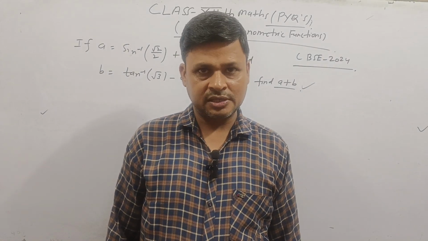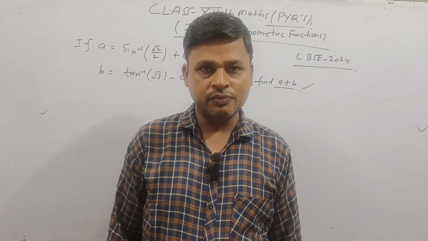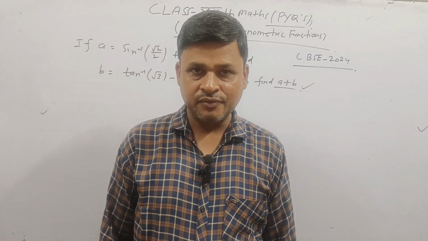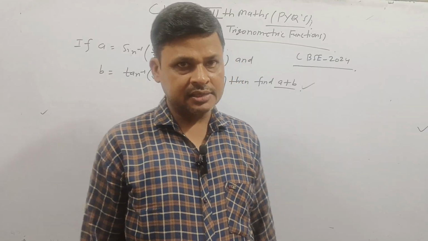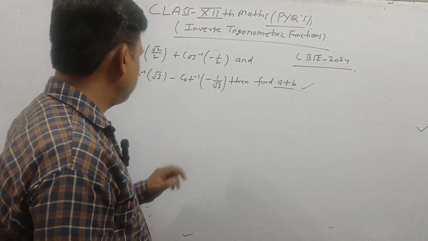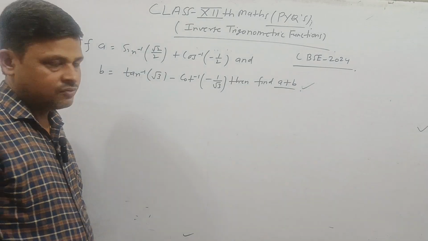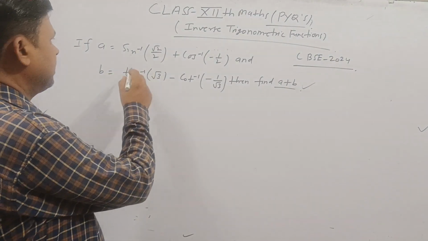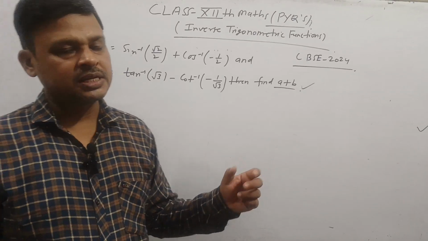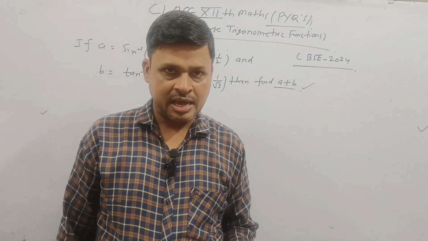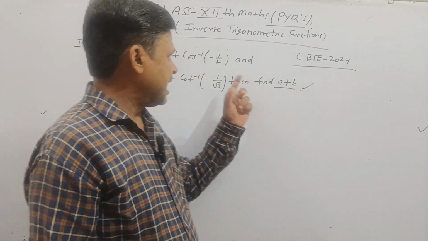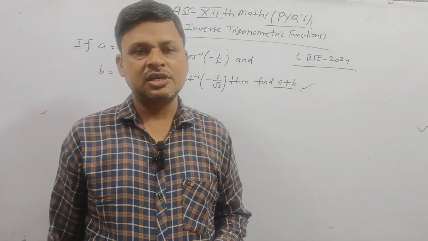In the continuous process of discussing the PYQs of CBSE Class 12th Mathematics examination, today I am with a new problem which has been asked in the CBSE 2024 examination. The problem is from inverse trigonometrical functions. If A is equal to this and B is equal to this, then you have to find A plus B.